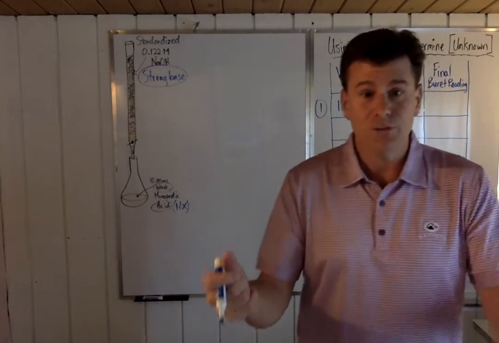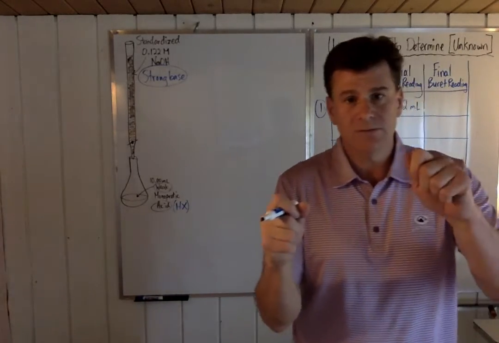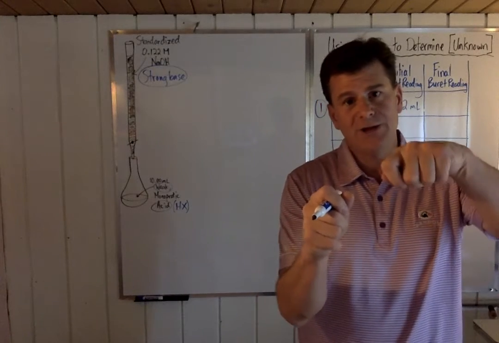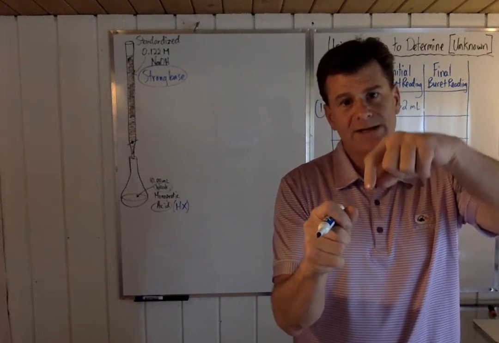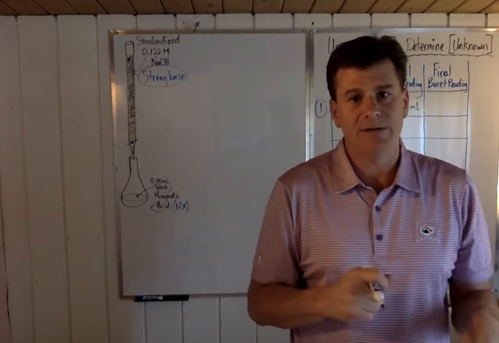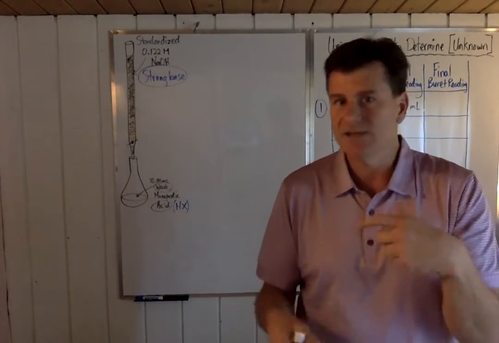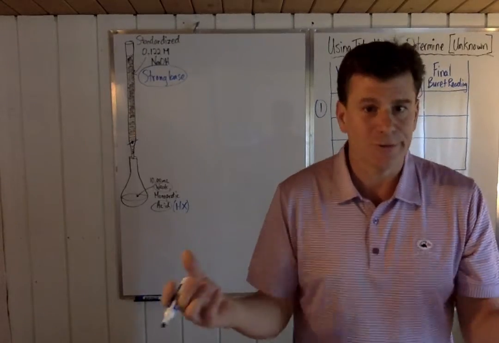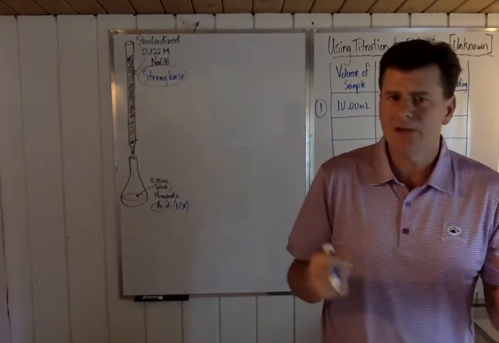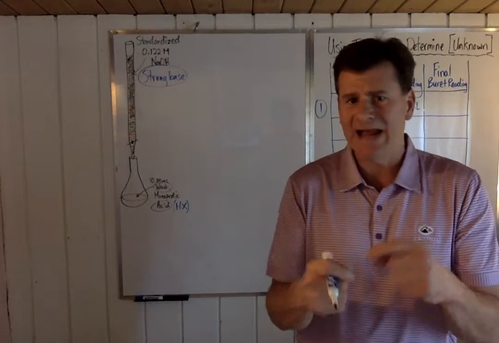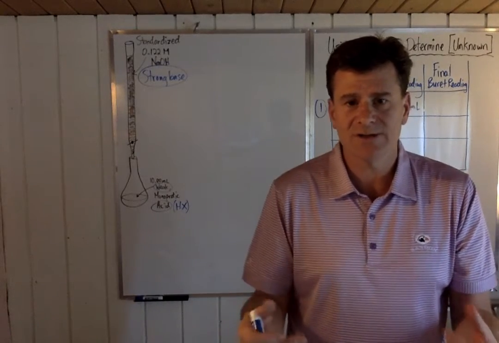So what you do is you take a little distilled water bottle and you wash that little bit down into the Erlenmeyer flask. And so you've successfully added like a half drop or a third drop or a quarter drop or whatever it's going to be. Now you might say, hey, wait a minute, you can't add extra water into there. You're going to change the concentration.